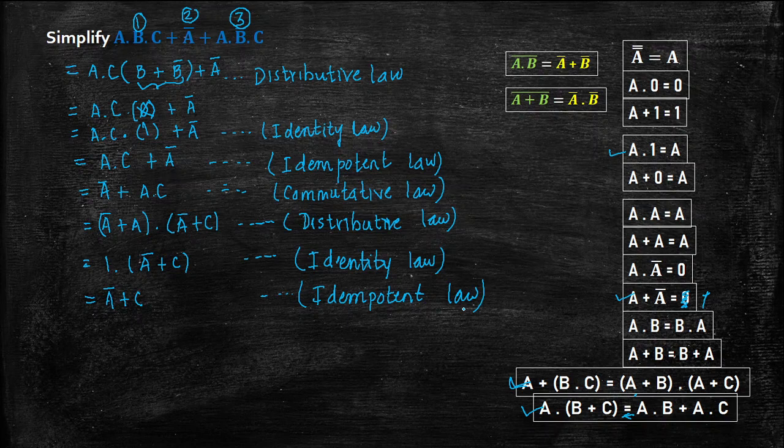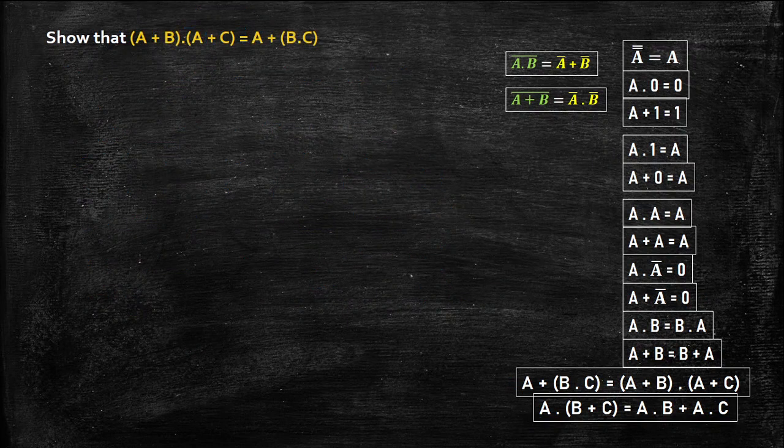Yes. So ultimately what we started with here, A dot B plus dot C plus complement of A plus A dot complement of B dot C, comes down to this final answer. Okay. Let us find the next question. Here A plus B dot A plus C is equal to A plus B dot C. This is what we want to show. This is the law which we have to prove here. We need to prove this law.